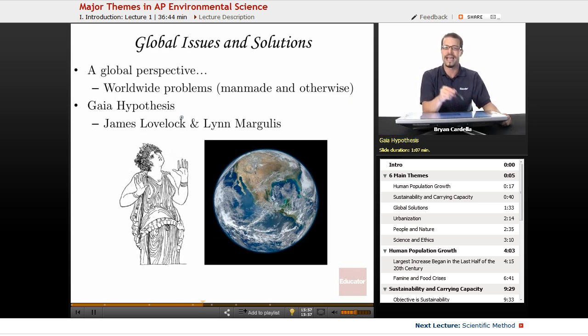Then there's what's called the Gaia hypothesis. So Gaia, a mythological figure, this is a Greek depiction, actually might be from after ancient Greece, but this is someone's depiction of the ancient Greek image of Gaia. So the Gaia hypothesis is from a British chemist, James Lovelock, and Lynn Margulis, an American biologist. They believe that life on Earth has actually changed Earth in the sense that it can continue to support life.